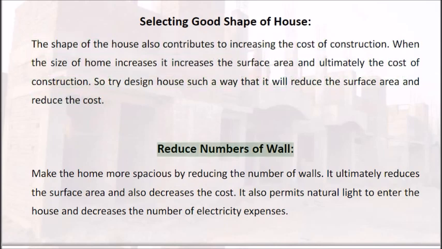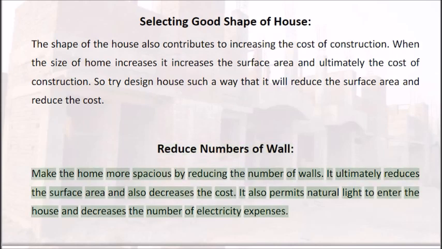Reduce number of walls. Make the home more spacious by reducing the number of walls. It ultimately reduces the surface area and also decreases the cost. It also permits natural light to enter the house and decreases electricity expenses.